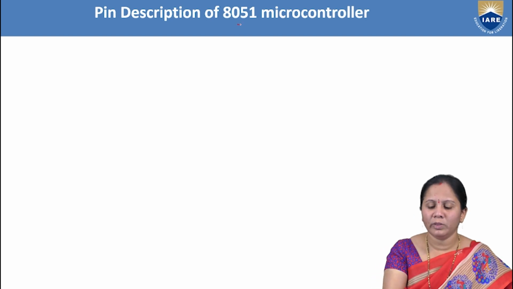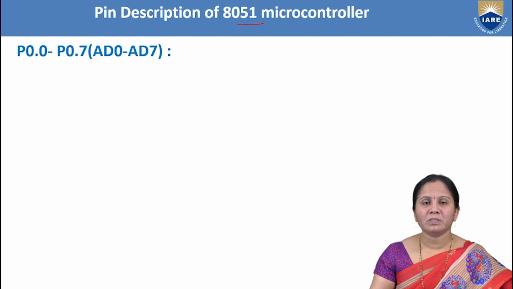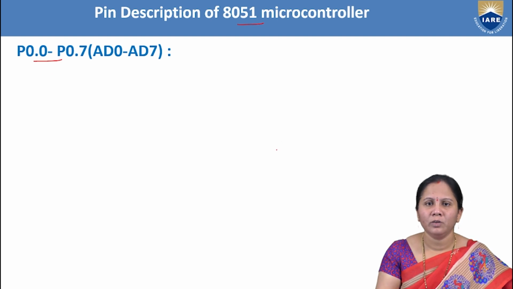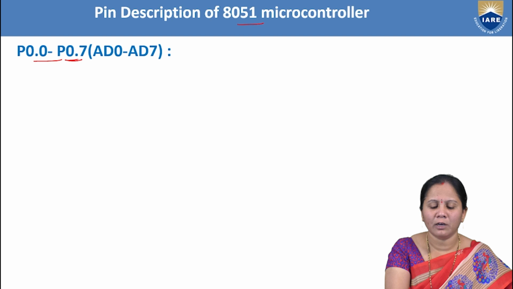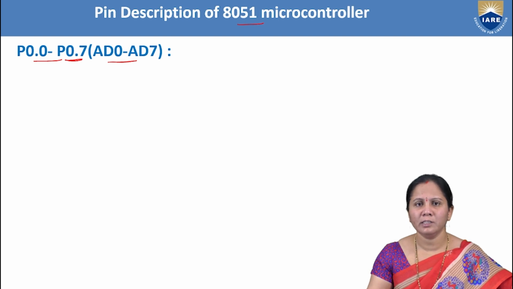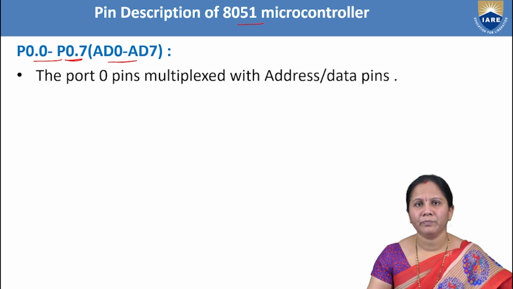Now we will see the function of all the 40 pins that are available in the 8051 microcontroller. So first we will talk about port pins. Then we will see another operation that is being done using the same pins. So here coming to port 0, two functions are there. One is they act as port signals, IO signals, and another function is it can carry address and data signals also. The same pins will be used to carry address and data.